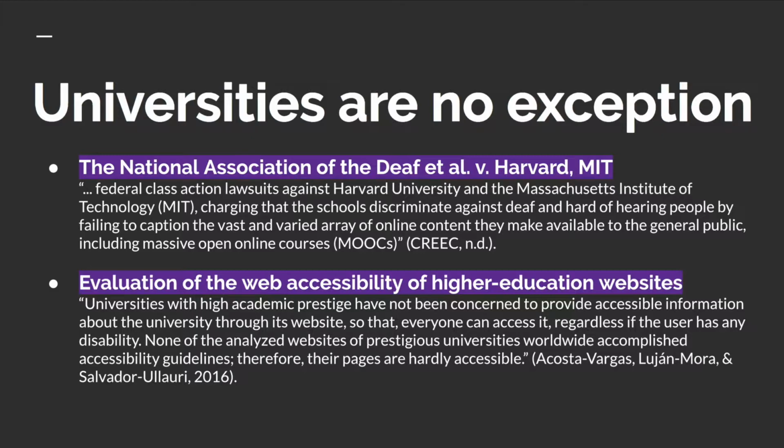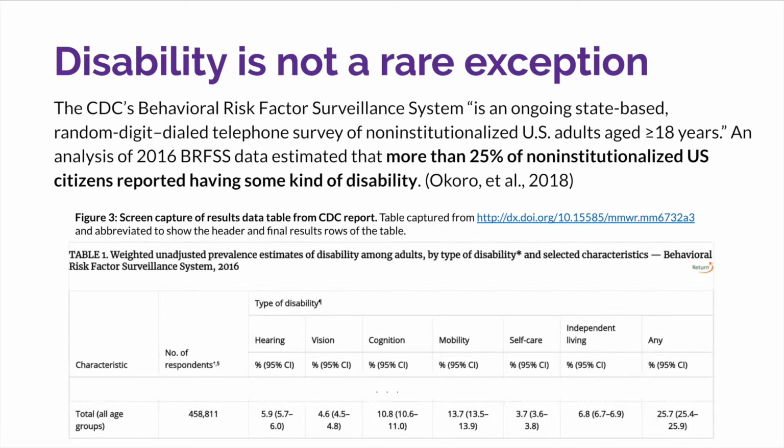In 2016, a large evaluation was done of the websites of a huge range of higher education institutions, and they found that the fact that they were prestigious universities and institutions did nothing for the accessibility of their websites, and they certainly were not taking it into account.